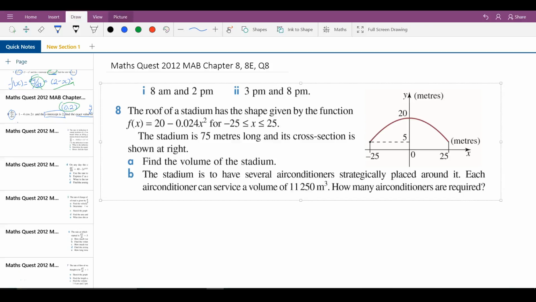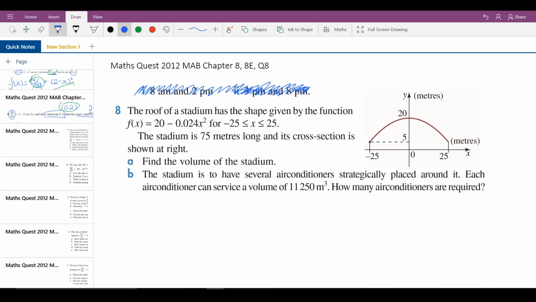Hello, welcome back. Let's go on to question 8. Before we start, let's just ignore this top bit here that was from the last question. I just couldn't capture the textbook without having this in it because of this little y meters over here. So let's just ignore that and go on with it.